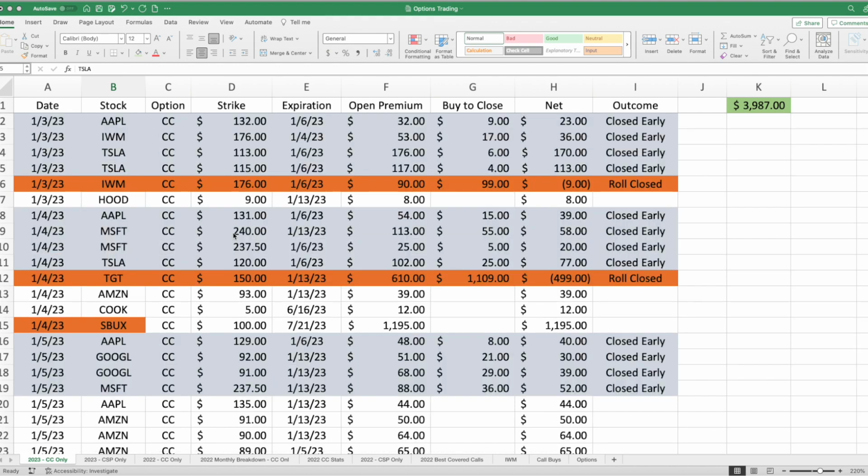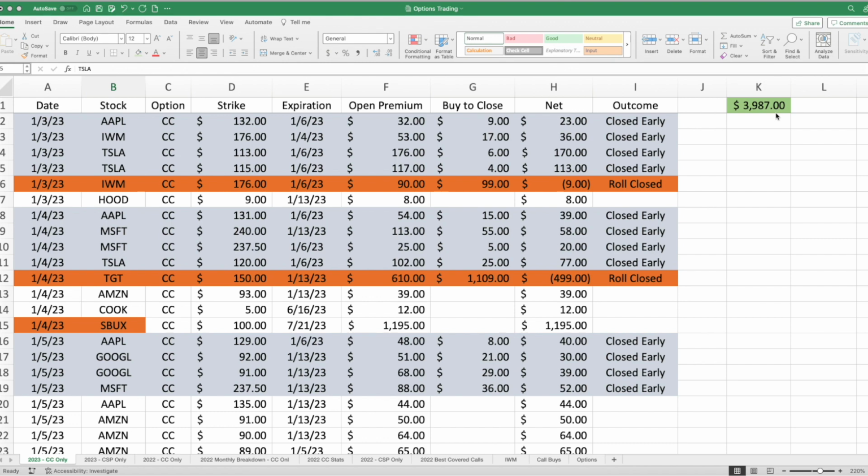Now, if you saw my earlier video, I went in depth over what net premium is and what gross premium is. And it's really important because if you look at the upper right-hand corner in green, you'll see that my total profits for this month is $3,987. But in reality, when you roll a position, as I have with several of these positions, designated with the orange field, that really means you can't necessarily look at this number. You have to look at the net premium.